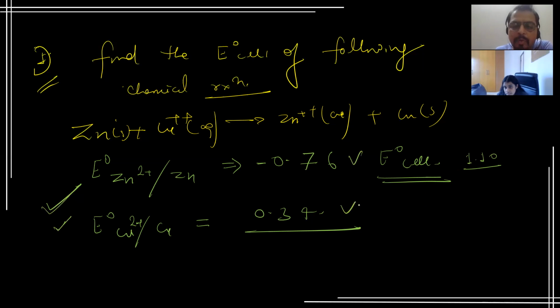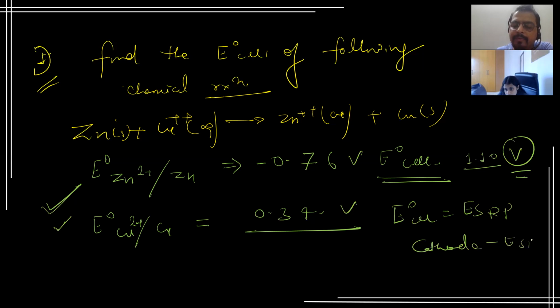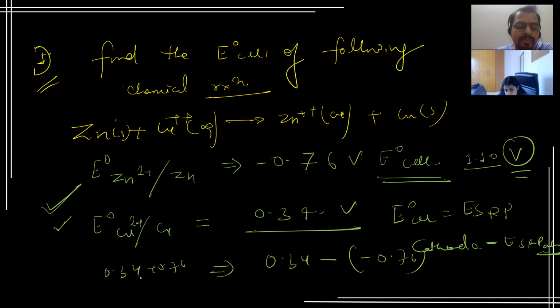Okay, volt. So the unit will be volt. E naught cell will be ESRP of cathode minus ESRP of anode. For the cathode they have given 0.34, minus of minus 0.76, so it will be plus 0.34 plus 0.76, so 1.10 volt.